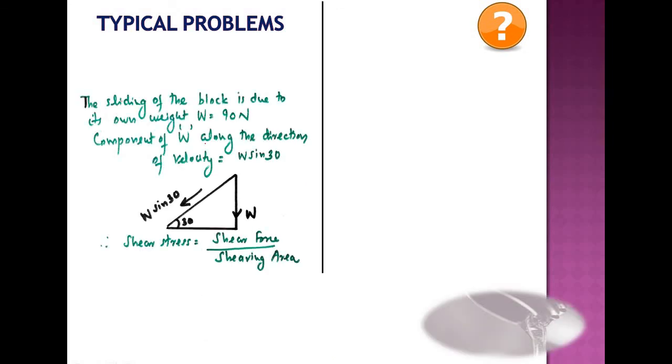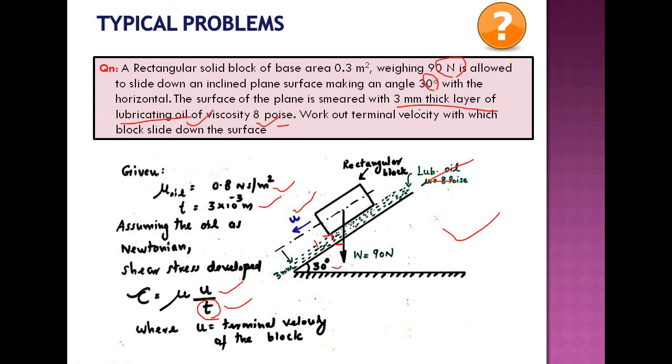Okay, and now you see this, we need to find out u. T is given, mu is also given. So how to get tau? Once you get tau, you can find out u. So how to get tau? Tau is the shear stress that is developed in the fluid film because of the downward movement of the block. So how to get tau?